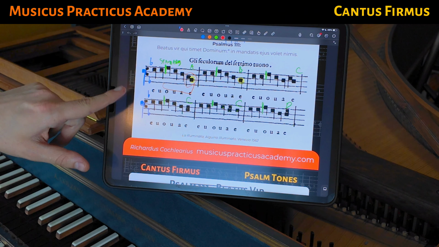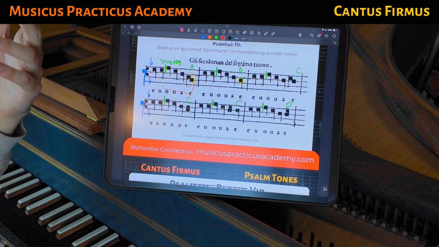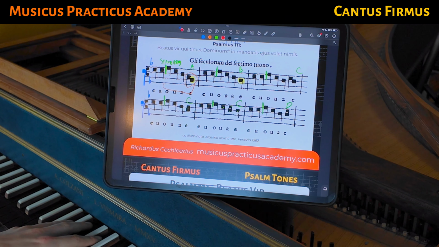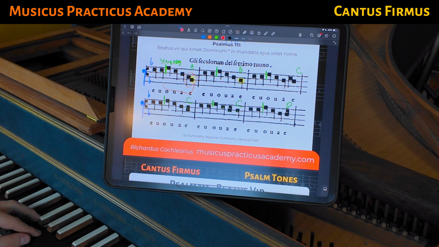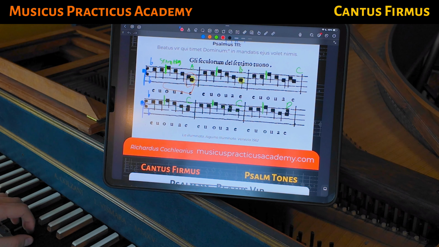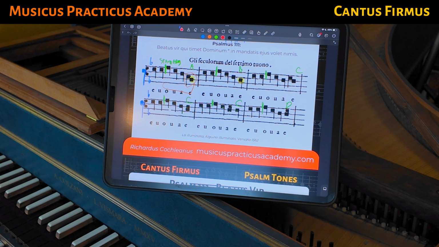Even here we don't have any finalis on D, on C sol fa ut, which is the septimus tonus transposed a fifth down. Listen to septimus tonus. Puer natus est nobis. The introitus of the Christmas Mass is septimus tonus.